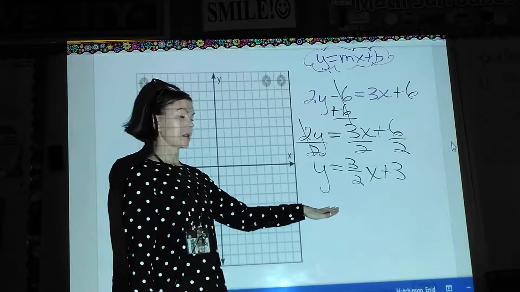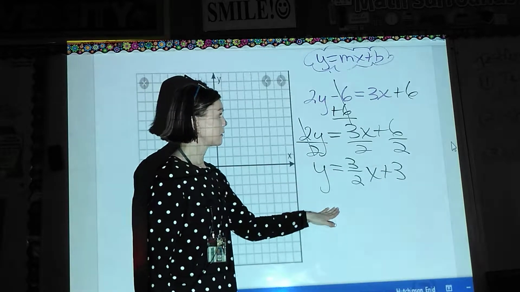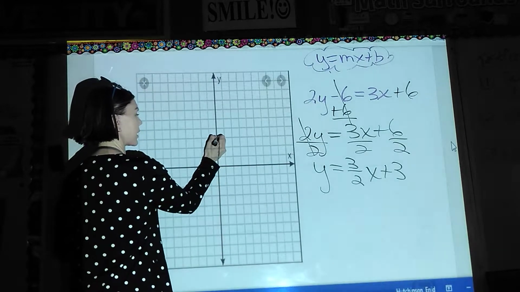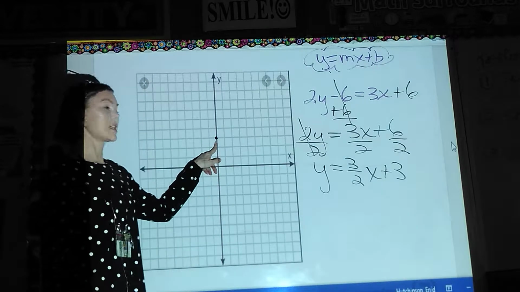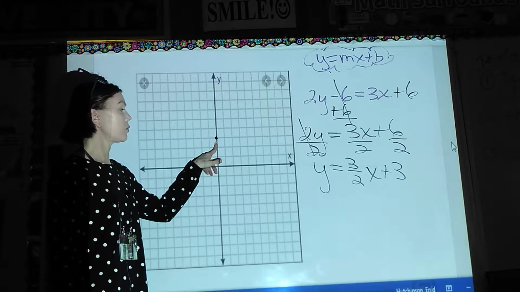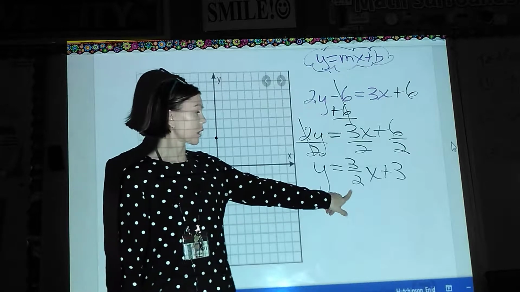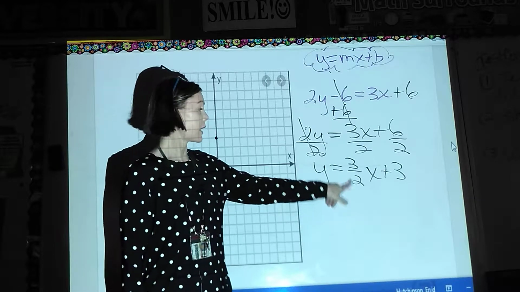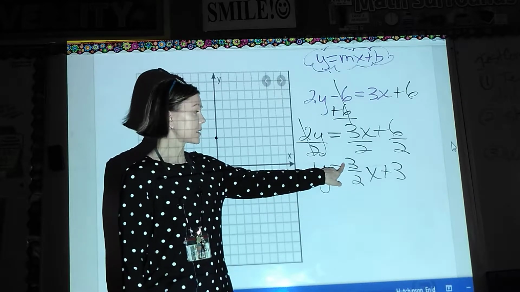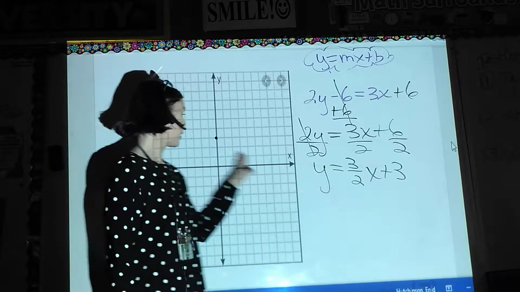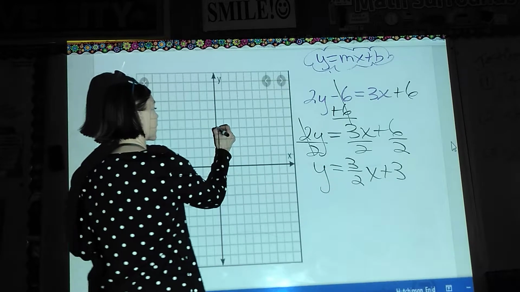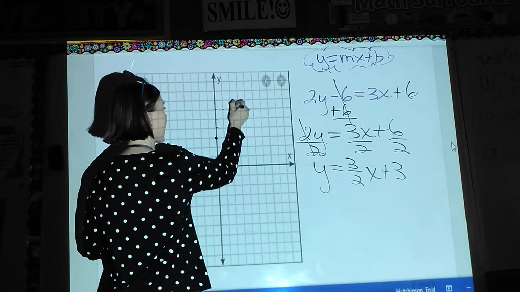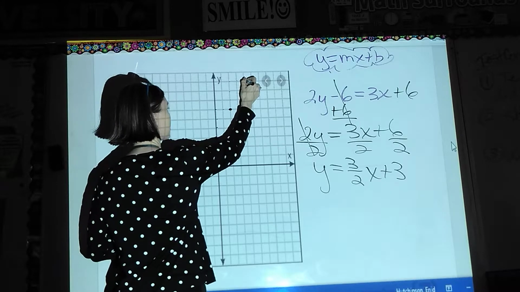Now we graph this. Start by plotting our y-intercept. So we have a positive 3. 1, 2, 3. Okay? And from this point, we're going to do rise over run. Well, what is our rise over run? It's our slope. And our slope is a positive slope. So I know we're going to go up 3. Our rise is going to be up 3 and over 2 from this point. Okay? So we're going to go up 3 over 2, put the dot, up 3 over 2, put the dot.